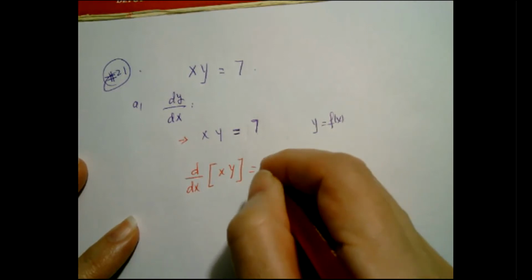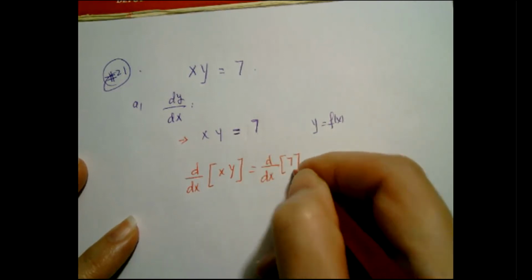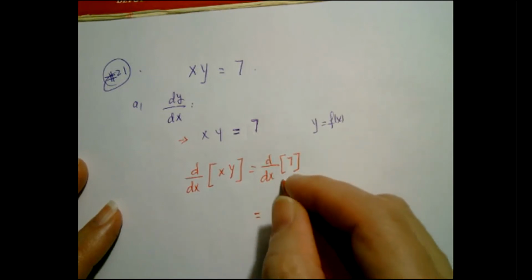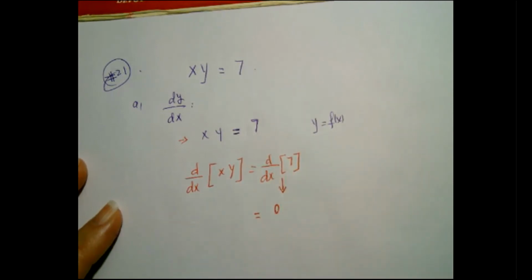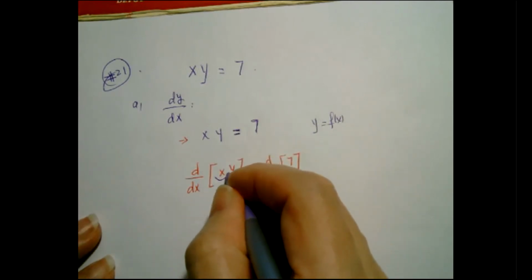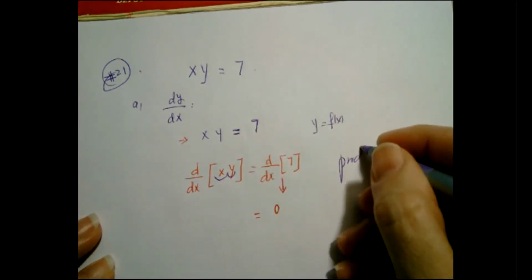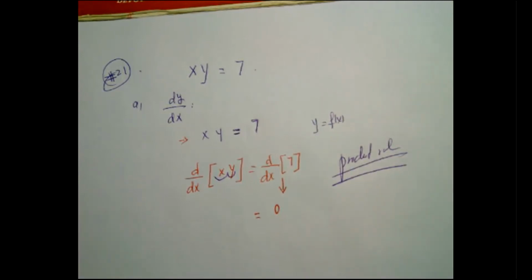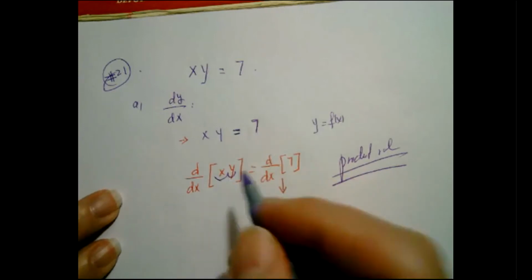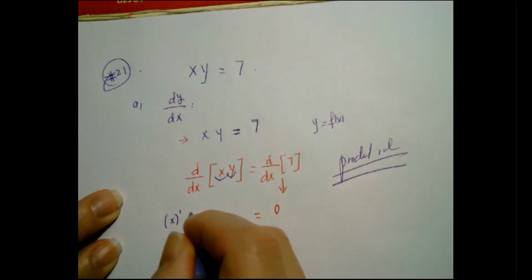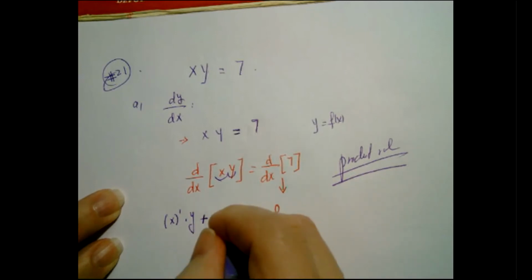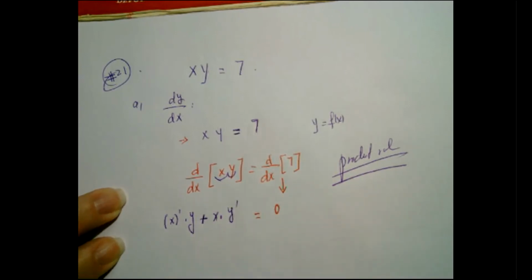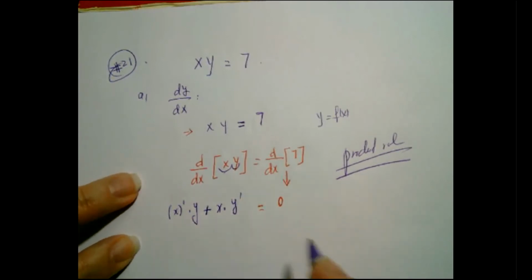The derivative of xy equals the derivative of 7. That's a constant, which is 0. What's the derivative of xy? Immediately, product rule. What does the product rule tell me? It's the derivative of x times y plus x times the derivative of y. Now the derivative of x is 1, so I will get y plus x y prime equal to 0.